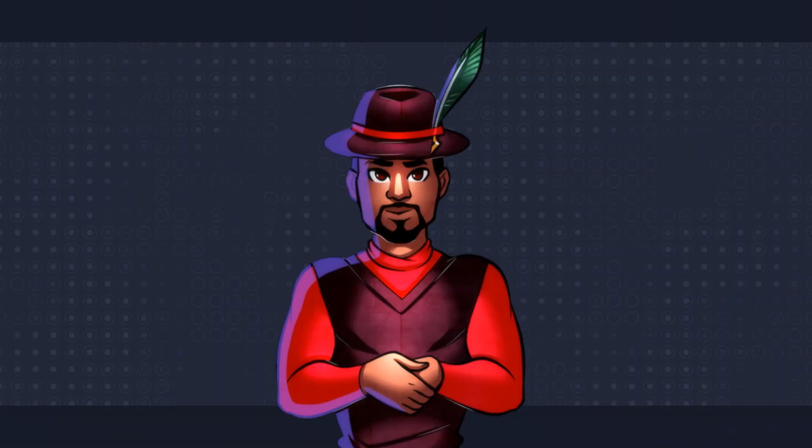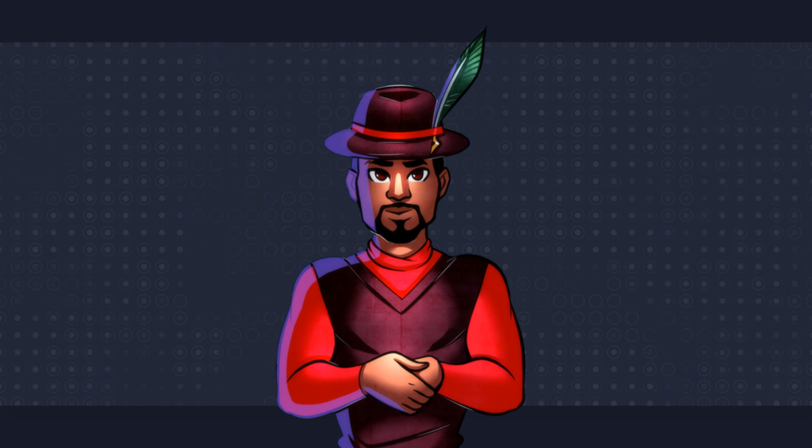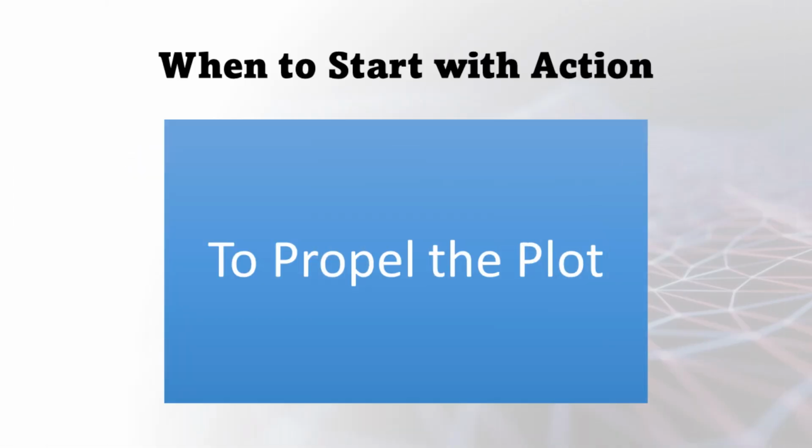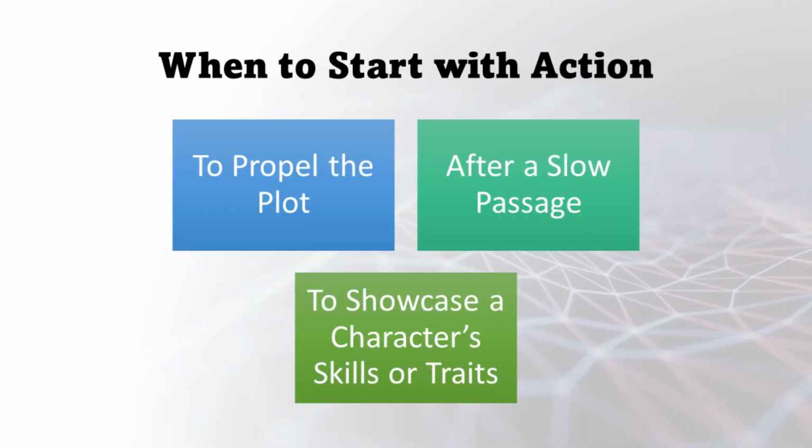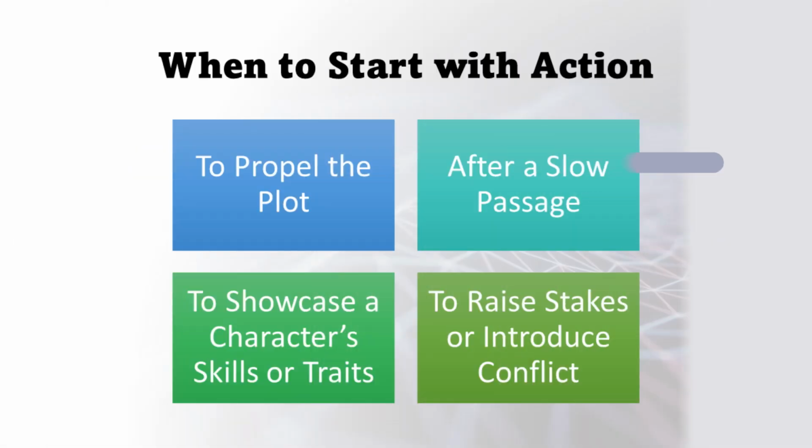Now, having said that, I can think of a couple of times when you want to open a chapter with action. 1. To propel the plot forward and keep the pacing tight. 2. After a slow passage, as an action opening can re-engage the narrative. 3. To show a character's skills or traits. Putting them in a situation can be a great way to show instead of tell what they're made of. And 4. If you need to up the ante or introduce immediate stakes.